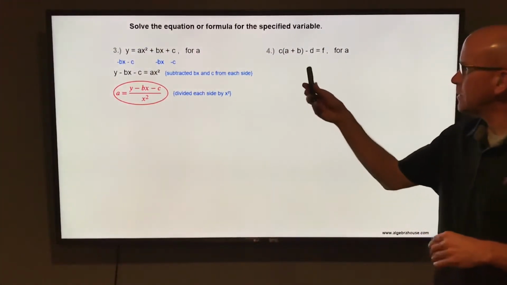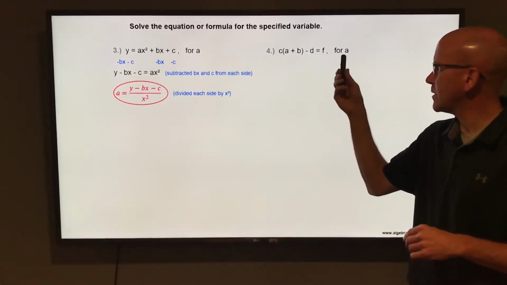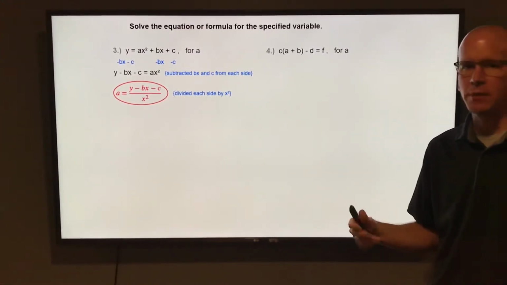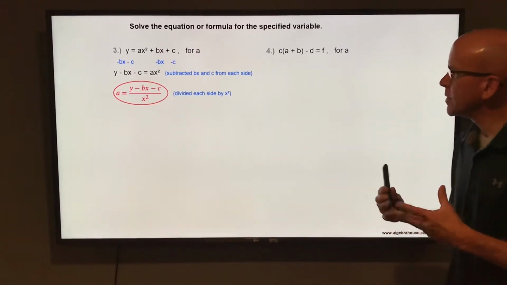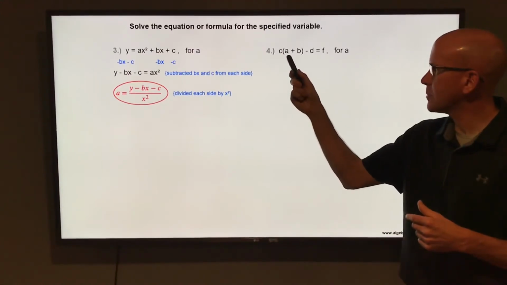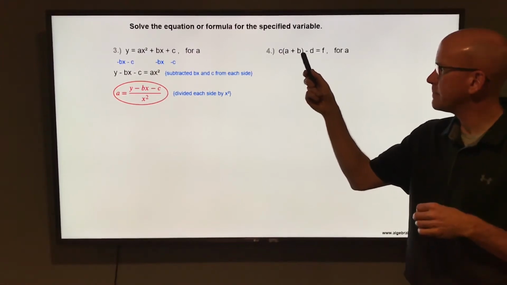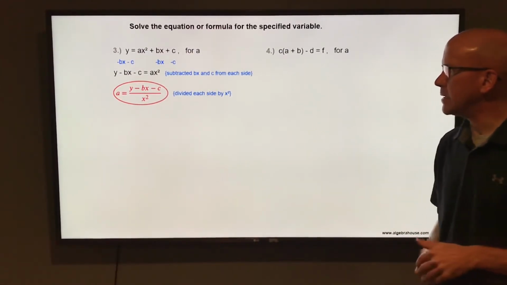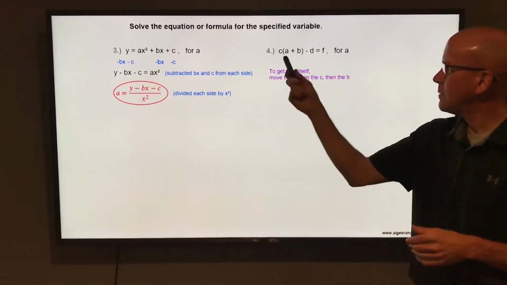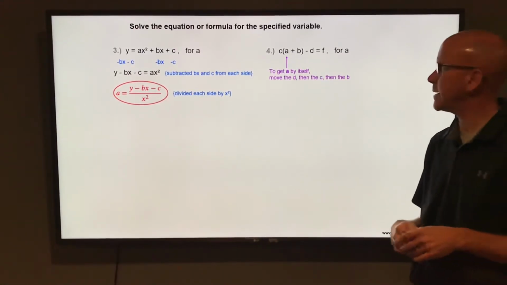On this next equation, it's c times the quantity a plus b, minus d, equals f, and we're solving this for a. Now, as soon as people see parentheses, for some reason they want to immediately use the distributive property. Rethink that. You're solving for a. We want to get a by itself, so the distributive property really is not necessary here. We need to move three things. We need to move the d, the c, and also the b. And we really want to do it in that order. We want to move the d first, move the c, and then we'll be left with a plus b, so then we can finally move that b to the other side.